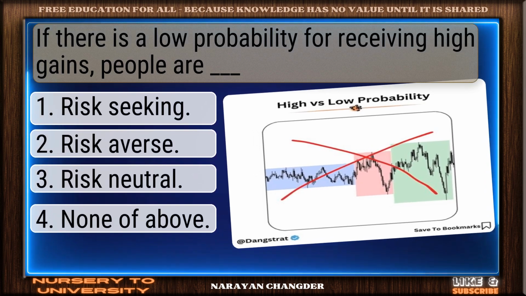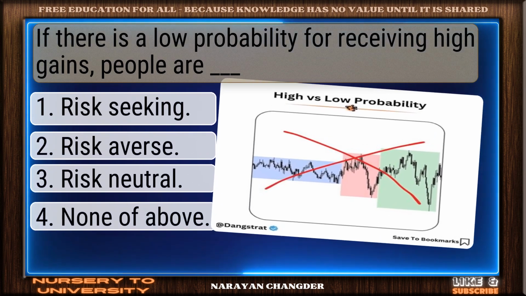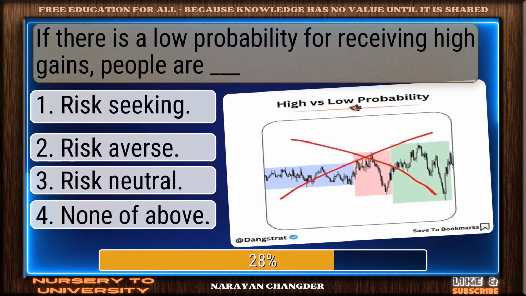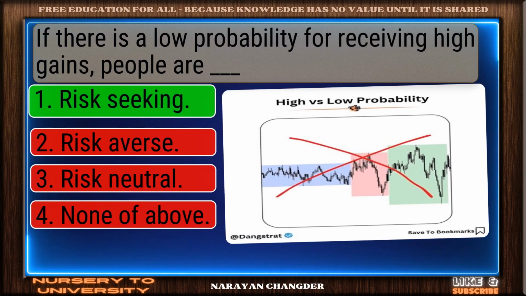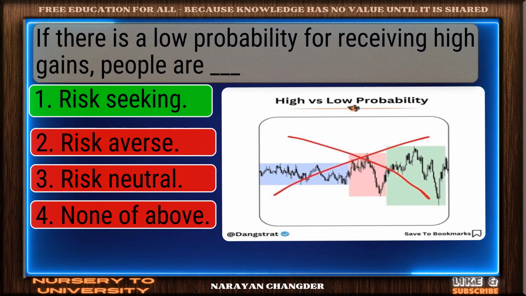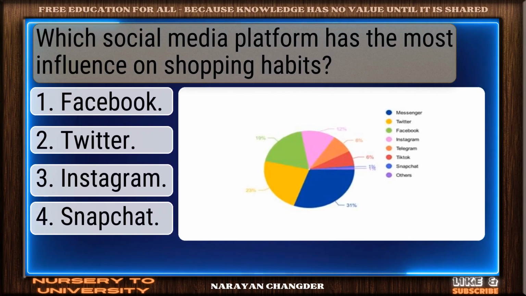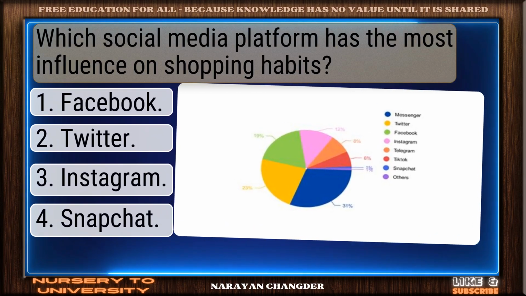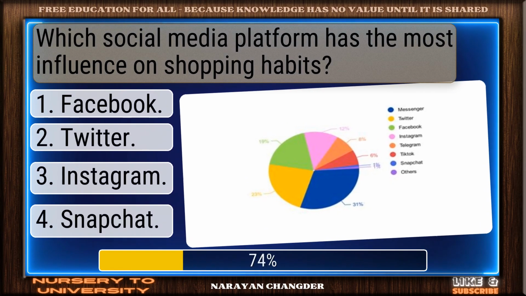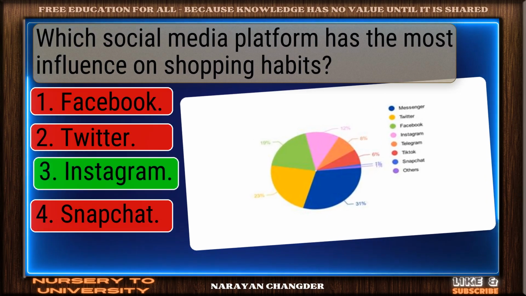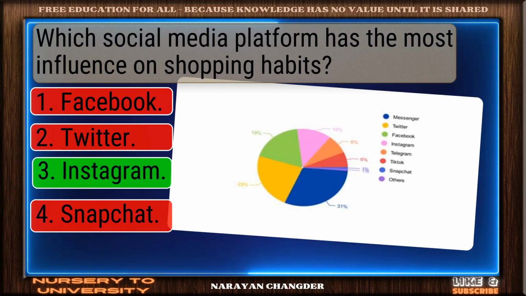If there is a low probability for receiving high gains, people are dash. Strong choice. Risk-seeking is the right answer. Which social media platform has the most influence on shopping habits? Correct. Instagram is the right answer.